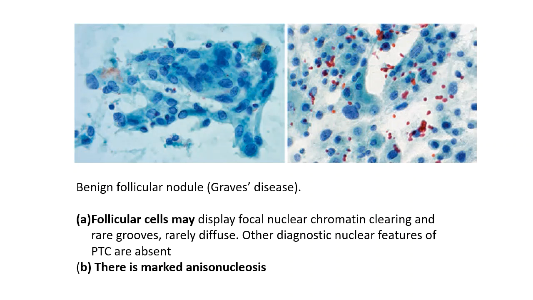Sometimes in case of Graves' disease, follicular cells can show chromatin clearing, grooving, and however other features of nuclear features of papillary thyroid carcinoma will be absent and anisonucleosis can be seen. So these cases should not be mistaken for papillary thyroid carcinoma because these changes will mostly be focal, they won't be diffuse.